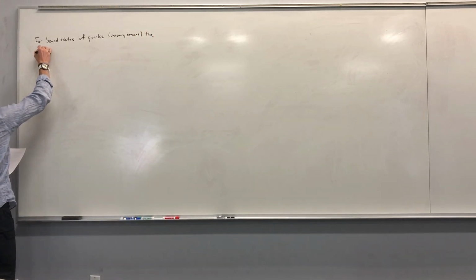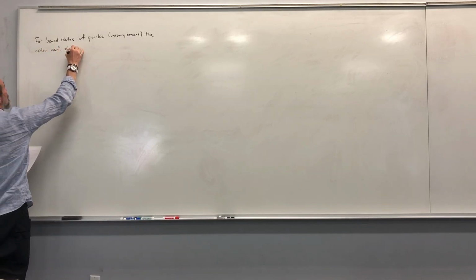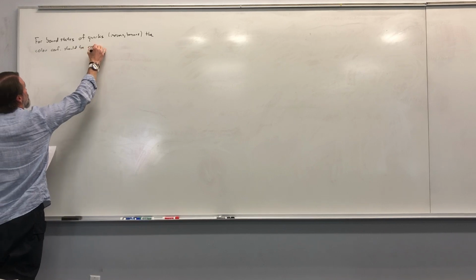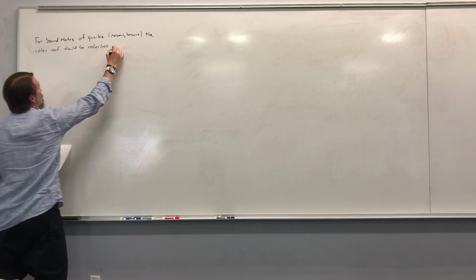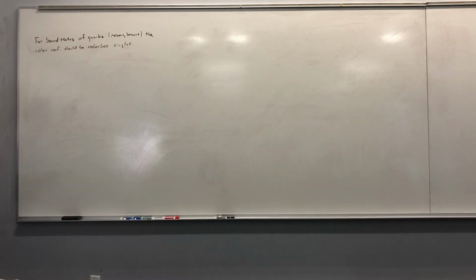The color configuration should be the colorless singlet. Okay? So it's true for the mesons, it's true for the baryons. You have to have a colorless state in order for that to be the bound state of either a quark and an antiquark, or 3 quarks.